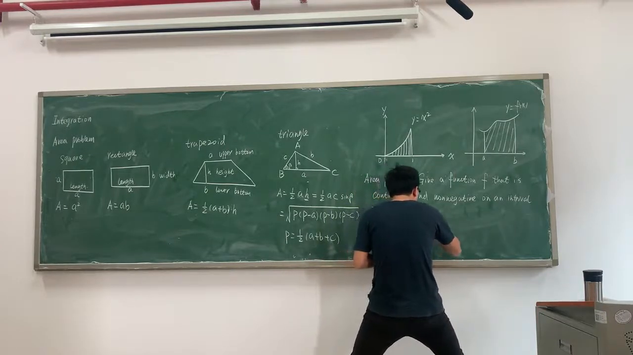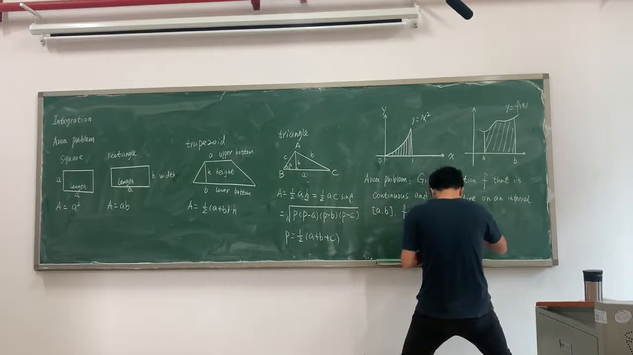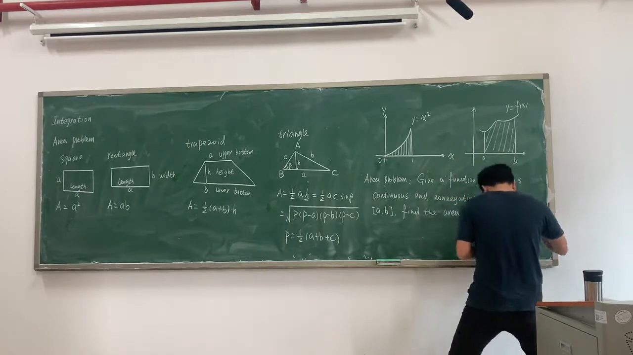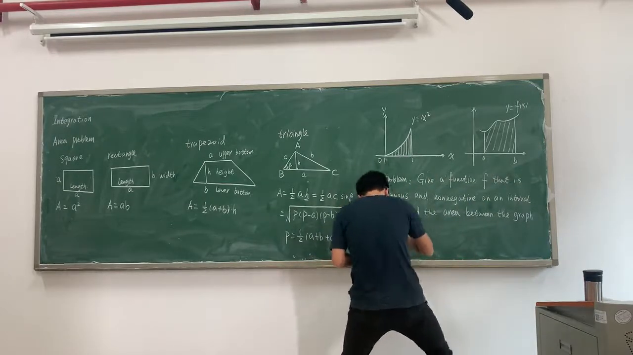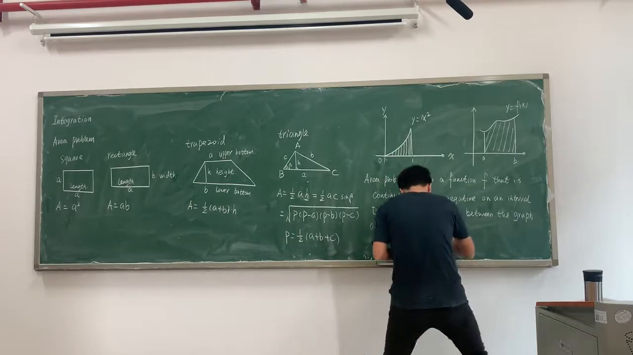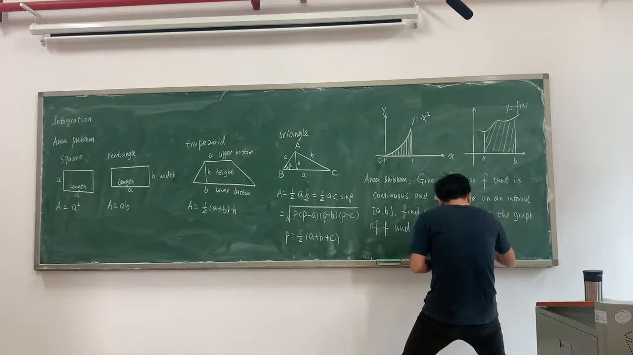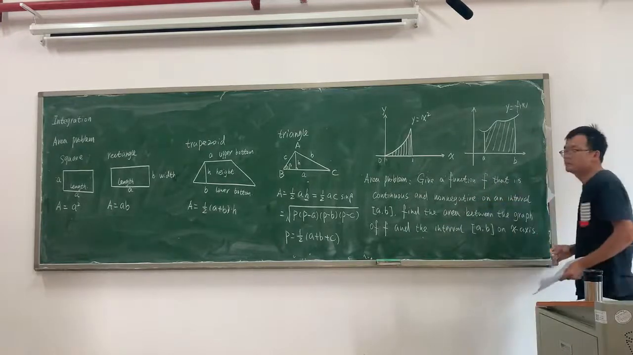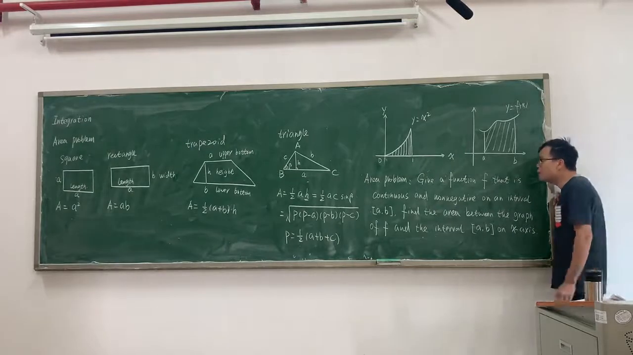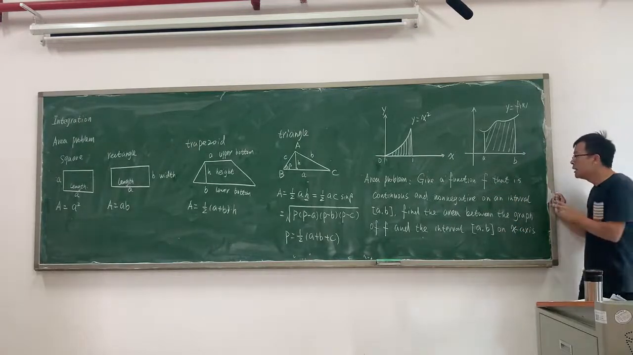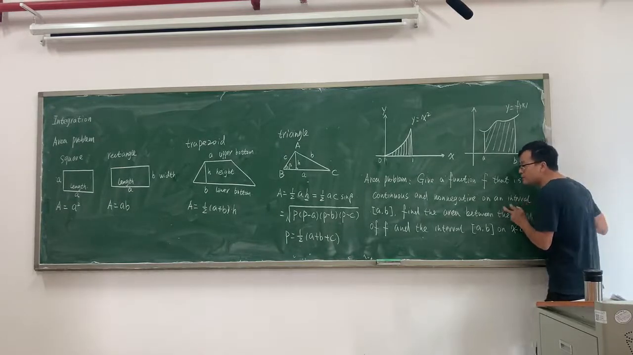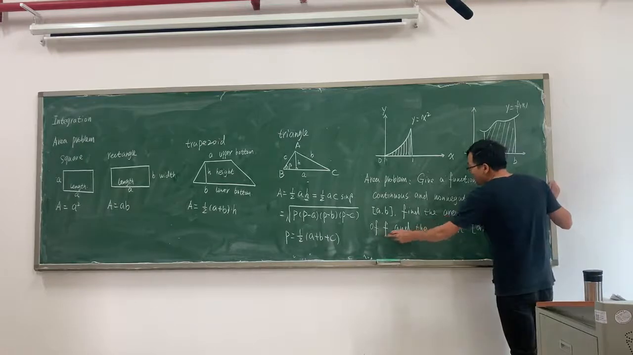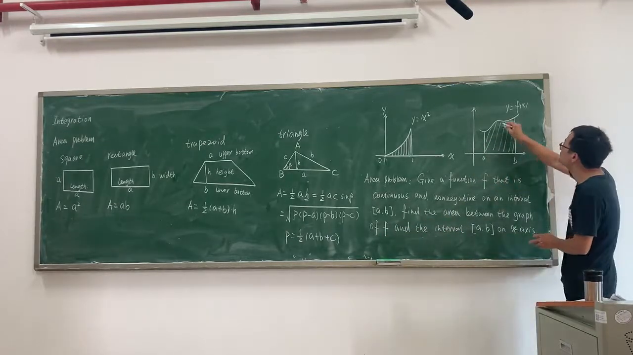So now we need to find the area between the graph of f and the interval [a, b] on the x-axis. The area problem is: I give you a function, continuous and non-negative on a closed interval [a, b]. Now we need to find the area between the graph of f and the interval [a, b] on the x-axis. Actually, it's this part.